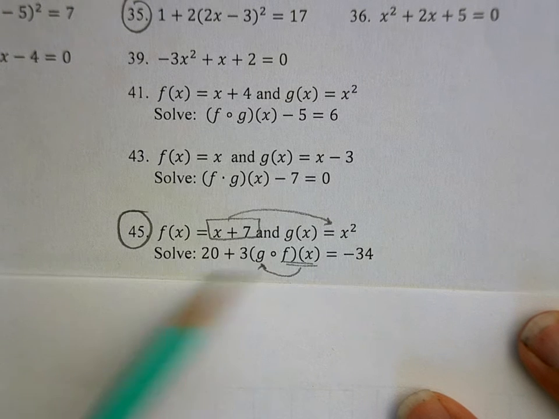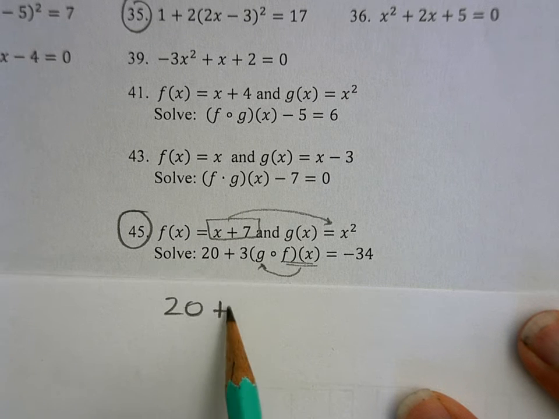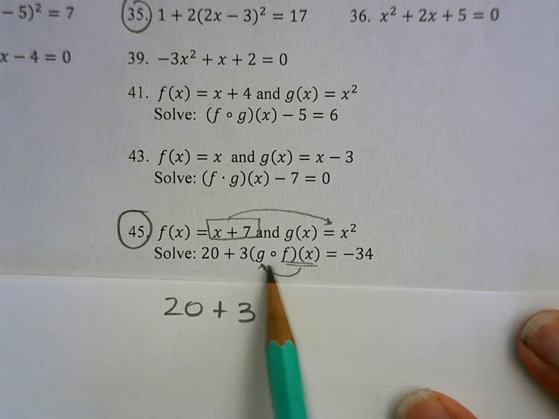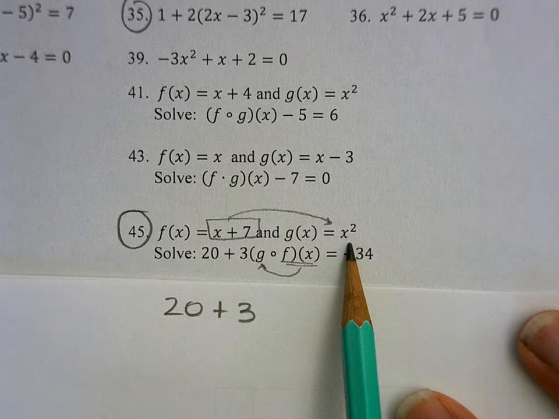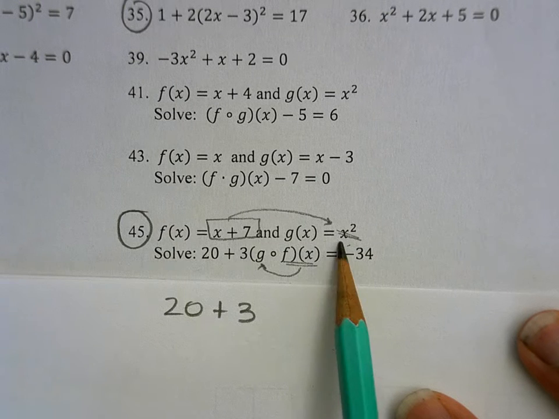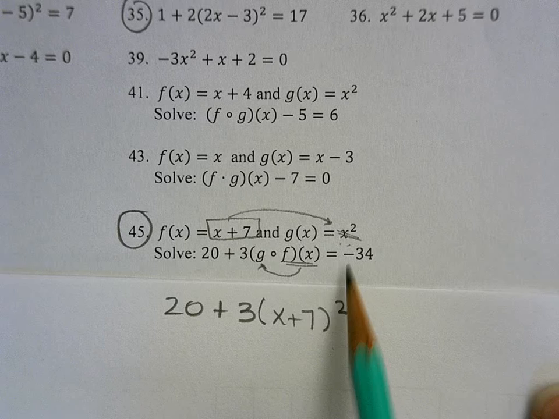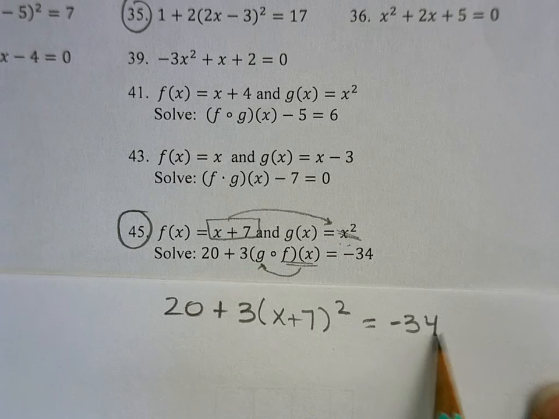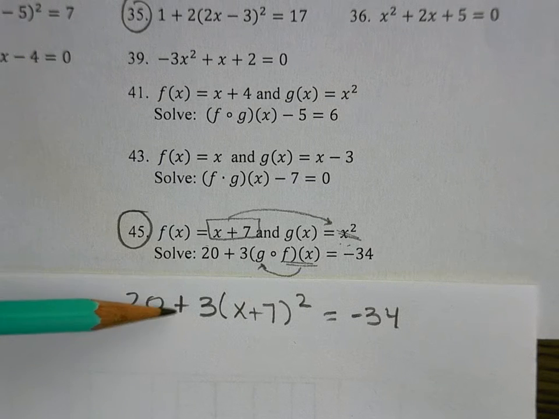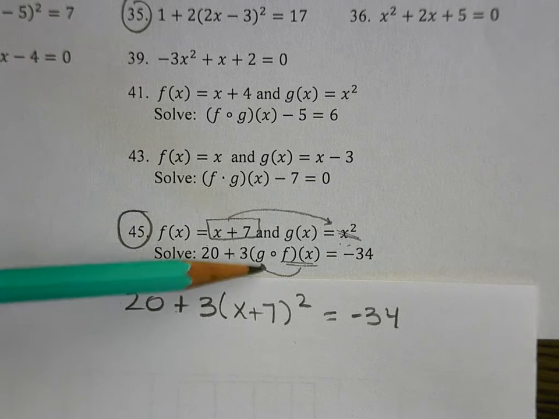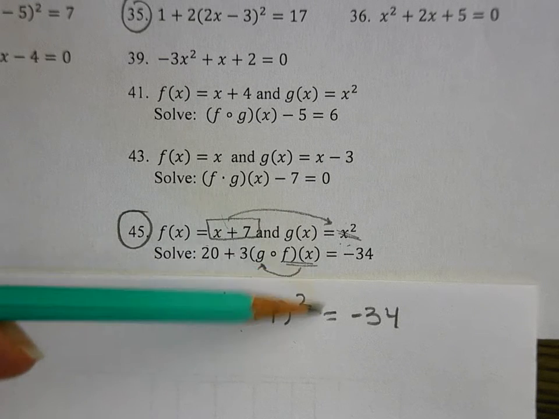All of the rest of the equation is going to stay the same. So I still have a 20 here, and then plus 3. And then this portion right here, x plus 7, will become squared, right? The x goes out and is replaced with x plus 7, and then equals negative 34. That's the equation I'm solving for. So I have the 20 plus 3, and then my substitution, x plus 7 squared, and then equals negative 34.